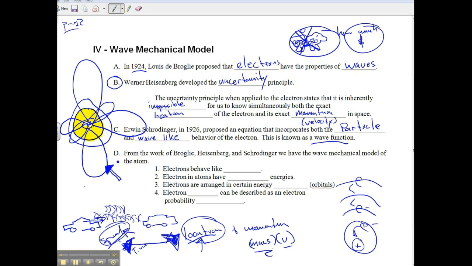Okay, so letter D, from the work of de Broglie, Heisenberg, and Schrödinger, we have the wave mechanical model of the atom. It's going to have these four postulates or ideas. First is that electrons behave like waves. Now what that means, again, from the video and from this explanation over here: to find an electron, we use the Schrödinger equation, and when we solve it, we will get geometric shapes.